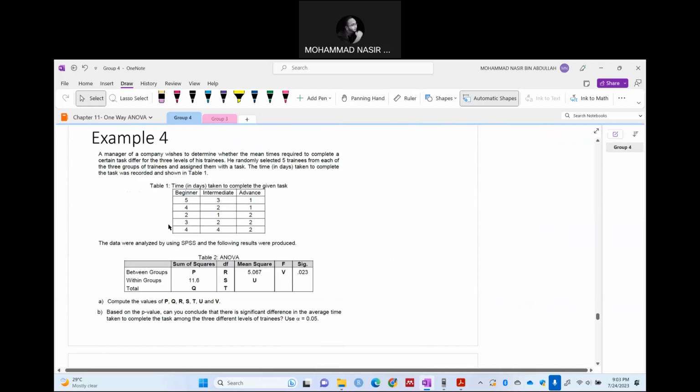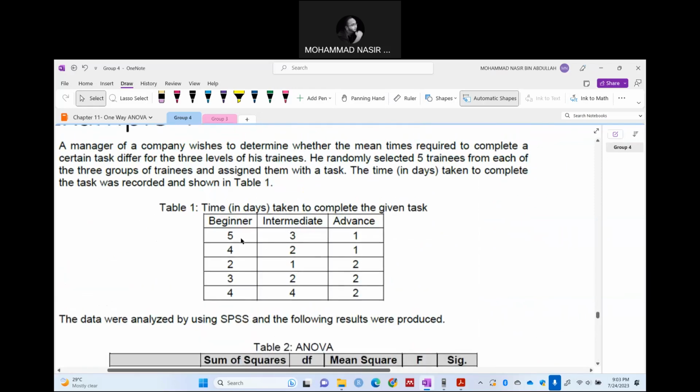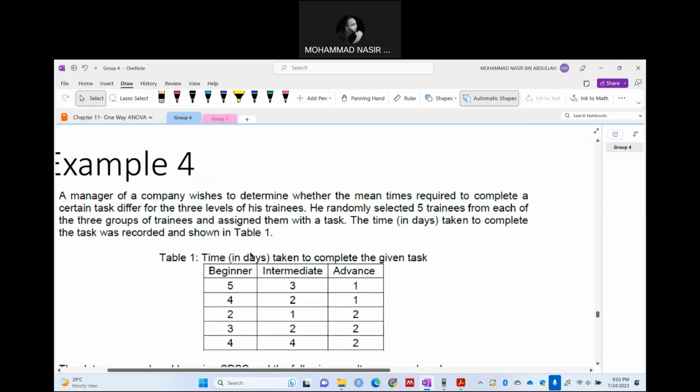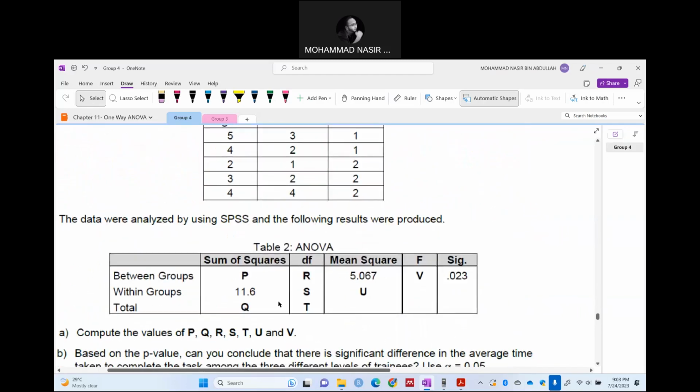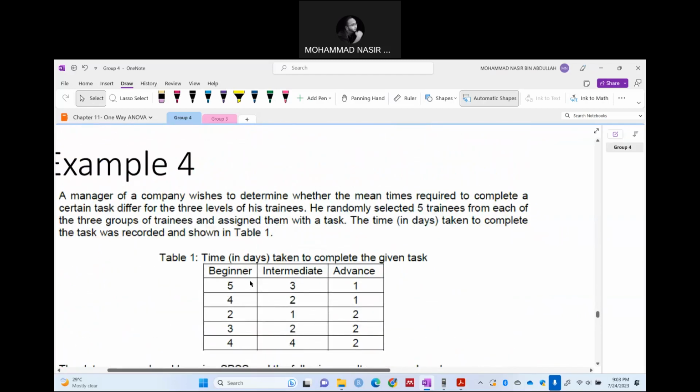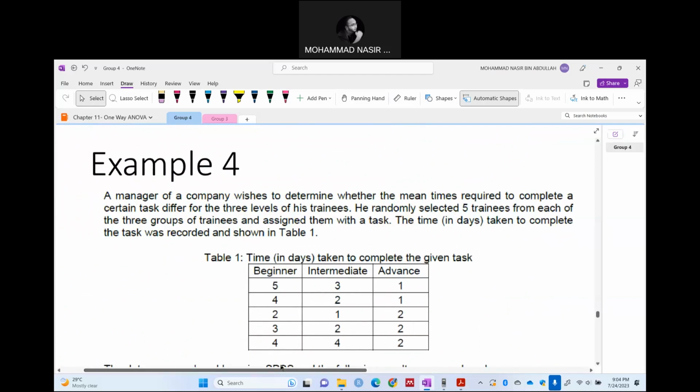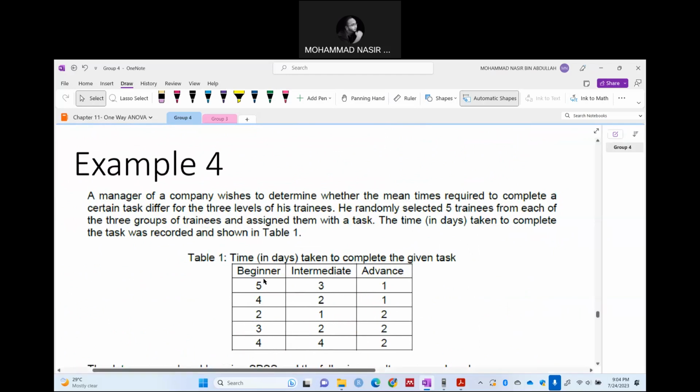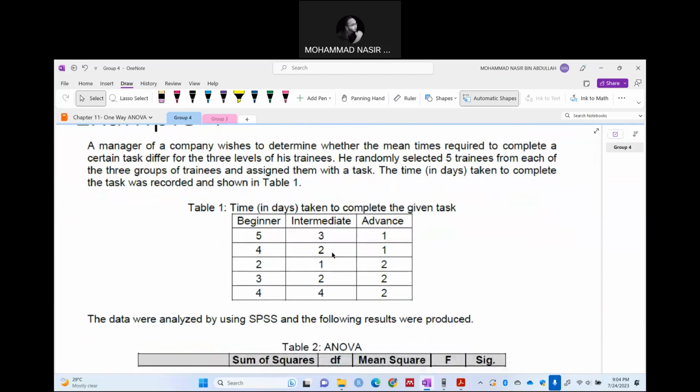In the final exam, please expect this kind of example. Example number 4, without these values. Without the ANOVA table, we need to construct the ANOVA from scratch. It will be 10 marks for this kind of question. It's the same thing. We have 3 treatments. So we need to calculate the total for each treatment and the grand total. You just plug into the formula.